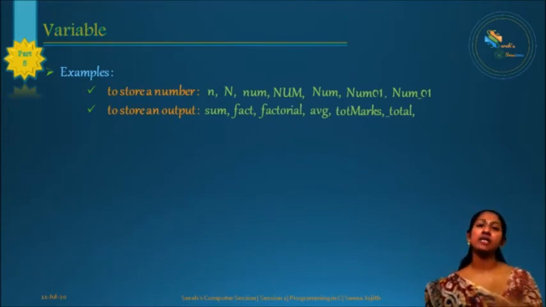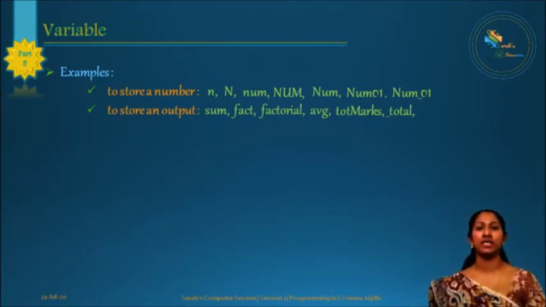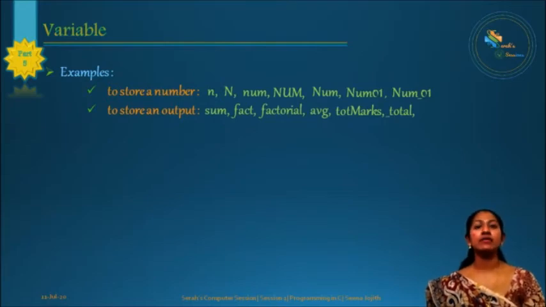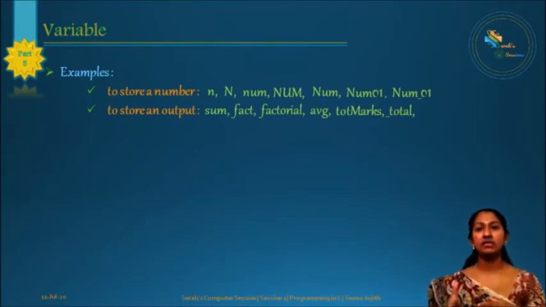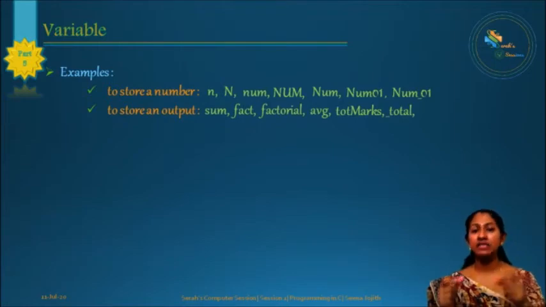Okay, see, in total marks, this example, I've written the M in uppercase, capital letter. So marks is the second word, and tot is the first word. Tot is the short of total. Okay, so see here, the first letter of the first word is not uppercase. Only the second word's first letter is uppercase.